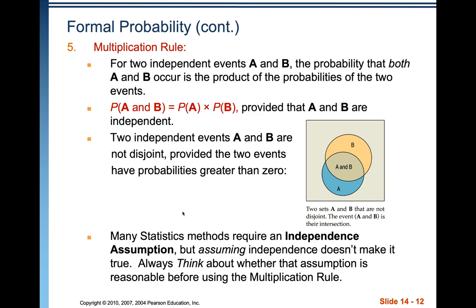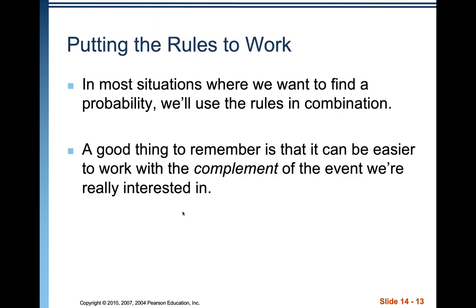Many statistics methods require an independence assumption, but assuming independence doesn't make it true. Always think about whether that assumption is reasonable before using the multiplication rule. It's really handy when we are told in a prompt that the two events are independent, but sometimes that does not happen. It's most likely that you're going to be using these rules of probability in combination. A good thing to keep in mind is sometimes it's easier to work with the complement of an event that we're interested in and then subtract that from 1 and we'll get the probability of the event of interest.